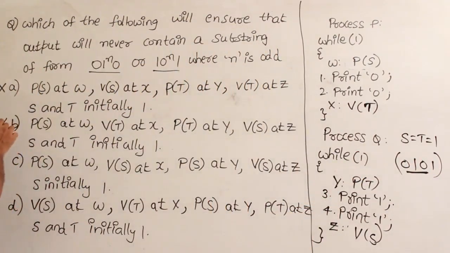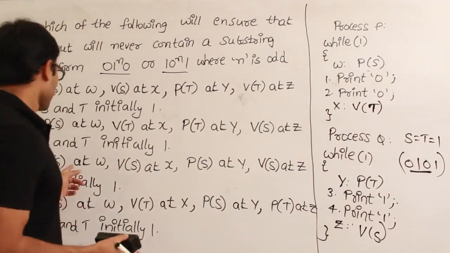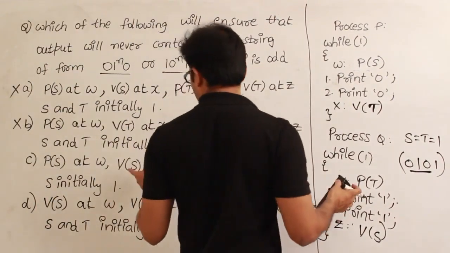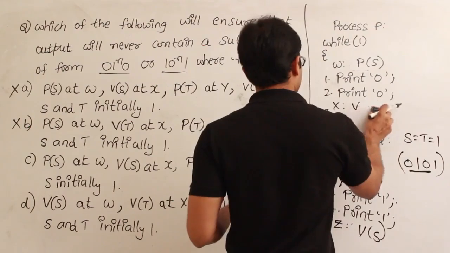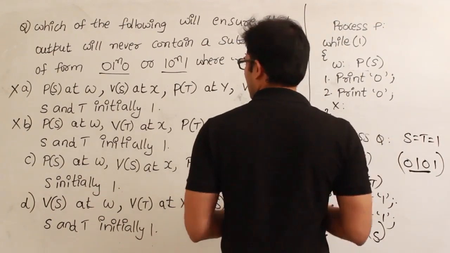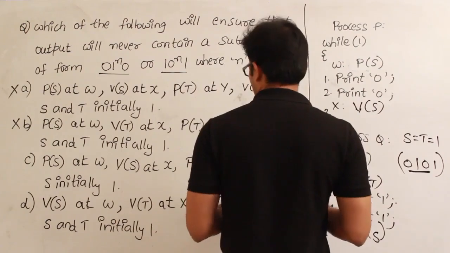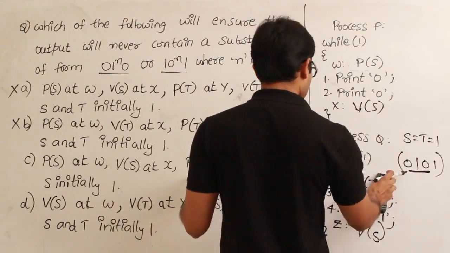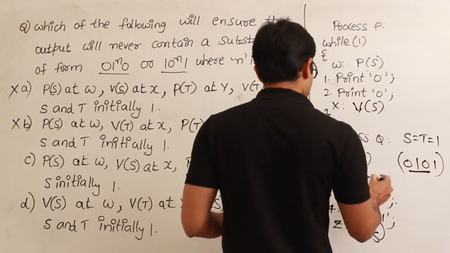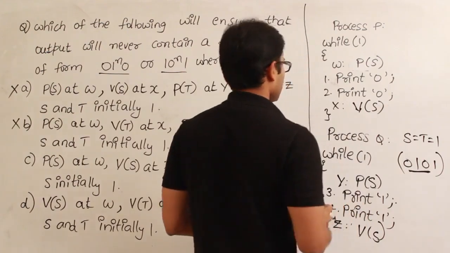So B is also not the option. Now let's look at C. C is saying that at W it is P of S and at X it is V of S, and at Y it is P of S and at Z it is V of S, right?